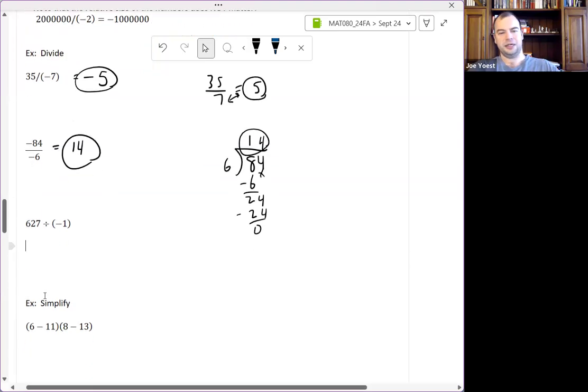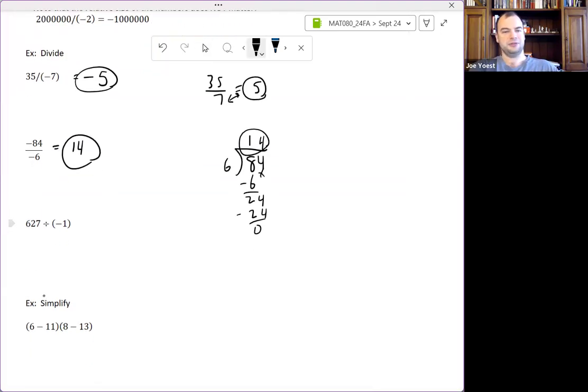Or if I have something like 627 divided by -1, I have the quotient of two numbers with opposite signs. One is positive, one's negative. My answer is going to be negative. The size of my answer, the number that goes next to the negative sign, is going to be 627 divided by 1, or just 627. Any questions so far?